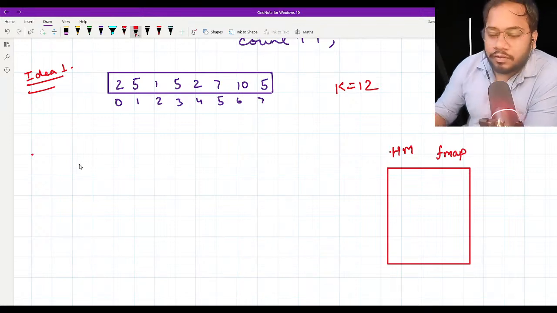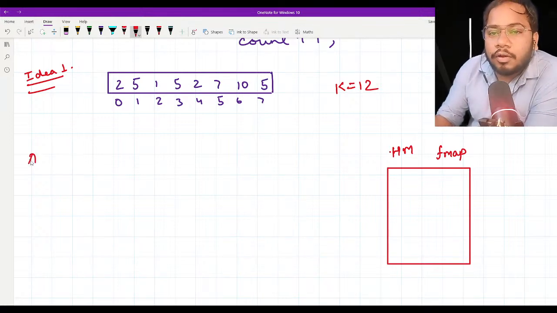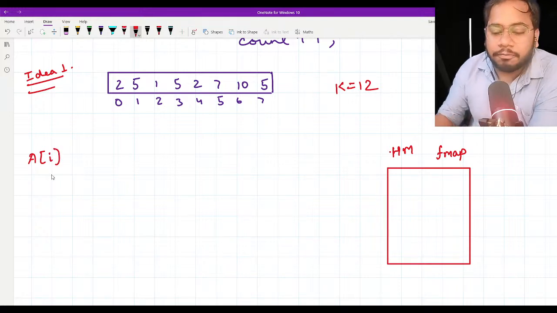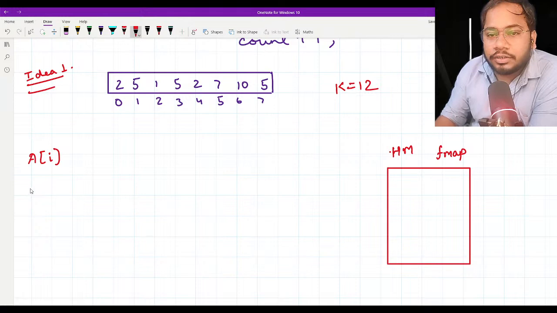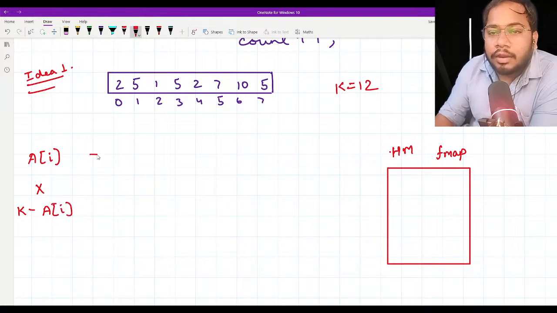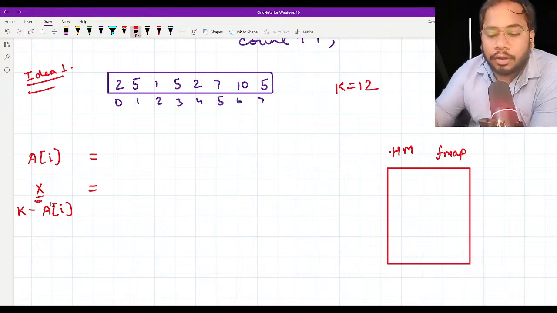So this is it, and this is a of i. Please pay close attention, guys. And this is x, which will be k minus a of i. We are searching for this value only, right?